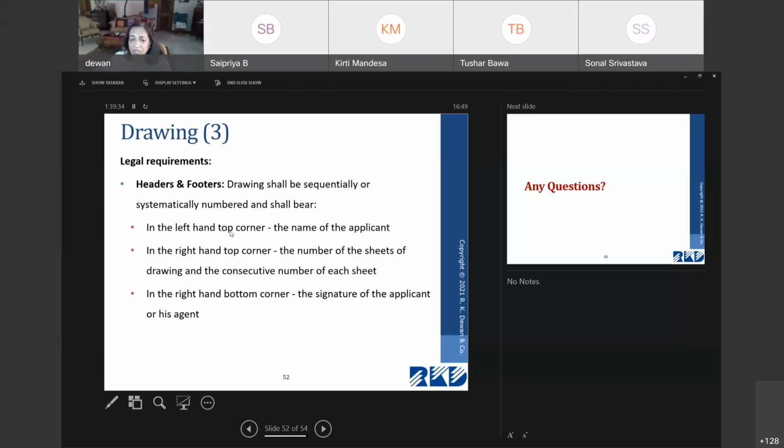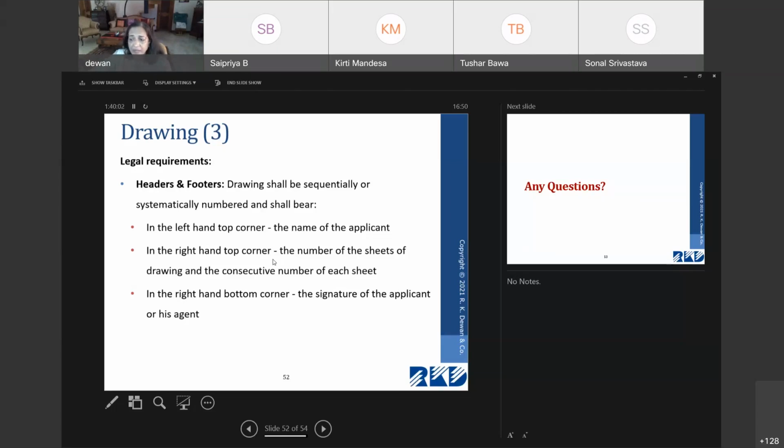That's how each drawing needs to be clearly made out. In PCT and in foreign countries, they don't really want you to write the applicant name or the signature of the applicant. You can simply write 1/5, 2/5, 3/5. So the system is a little different for India and for other countries.